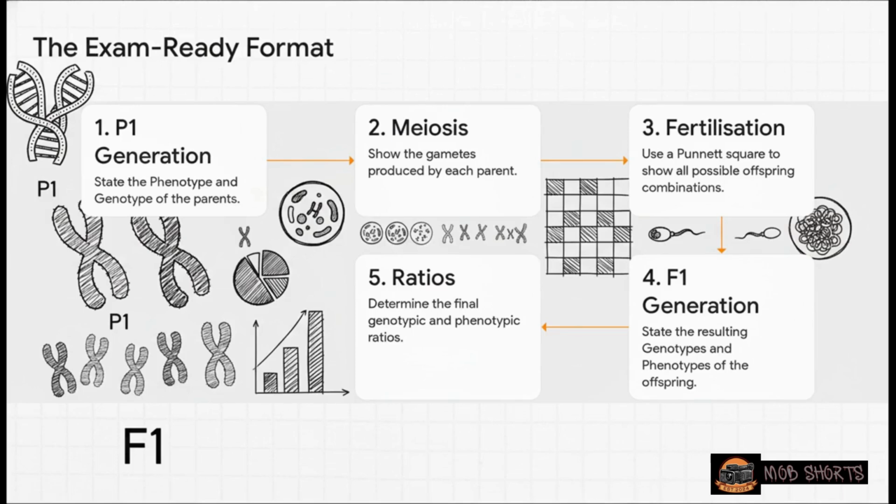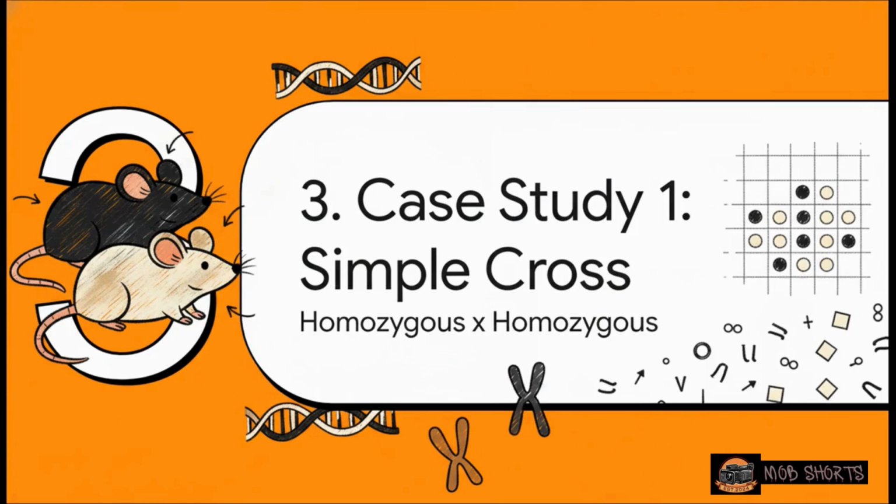It's a 5-step recipe. Step 1, P1, the parents. Step 2, meiosis, making the gametes. Step 3, fertilization, using the Punnett square. Step 4, F1, the offspring. And Step 5, the ratios. You follow these 5 steps in this order every single time. It's how you guarantee you don't lose any easy marks. All right, enough talk. Let's actually use this recipe.